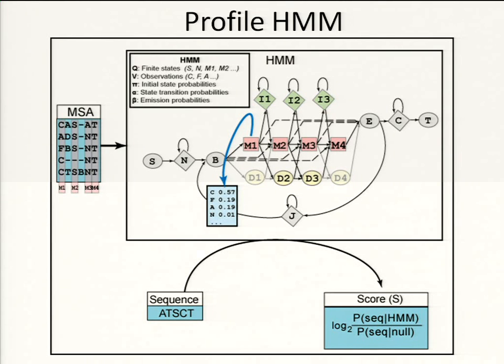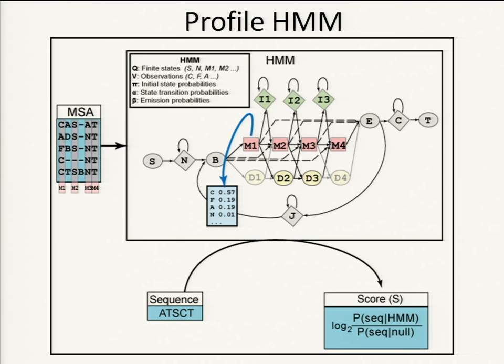Profile hidden Markov models assist in representing a family. The first step in constructing one is a multiple sequence alignment, and from this alignment we build the model, with states capturing each position. Given a sequence whose function is not known, we score it against the model, and if this score is high, it means the sequence was likely generated from the model and is similar to the sequences used to build the model.